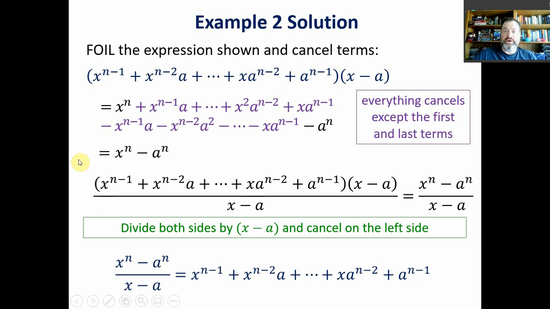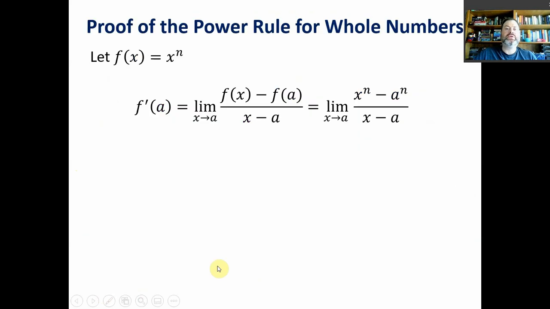Because that's what we're trying to prove, right? Trying to prove the derivative. So now let's prove the power rule for whole numbers, okay? We're just going to use the original derivative formula with f prime of a. So this is not the general formula. This is the formula for finding a derivative at a point, as we saw back in section 2.1, the f prime of a.